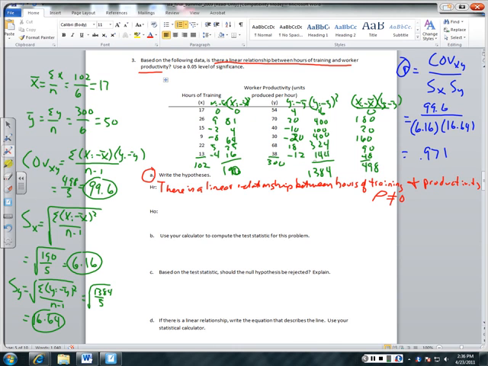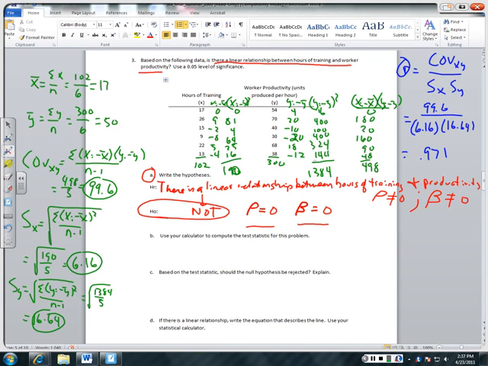0 would be no relationship. And though we won't deal with it as much in here, you could also say that the population slope is not equal to 0. Because if the slope is 0, you just have a straight, horizontal line. H0 is the same thing except for not. There's not a linear relationship between hours of training and productivity. The population correlation coefficient is equal to 0. The slope is equal to 0. When you work your calculator, that's what you're going to see as the symbolic notation there.